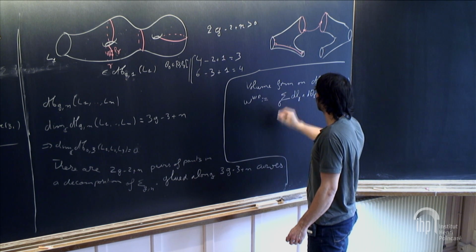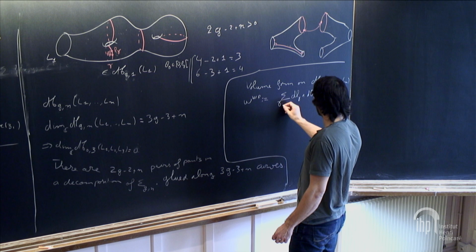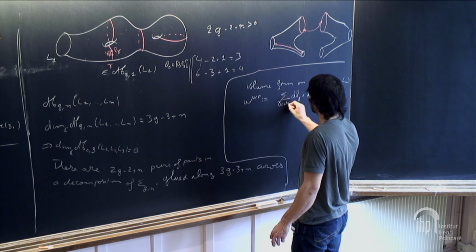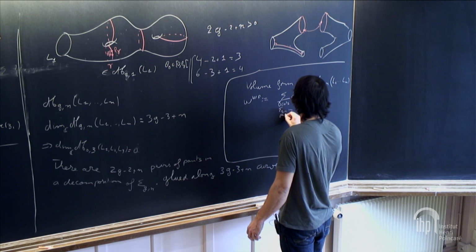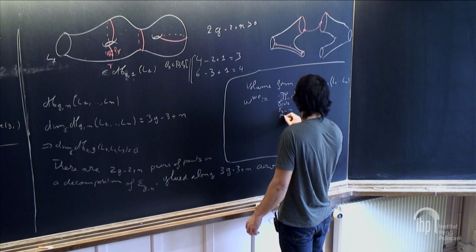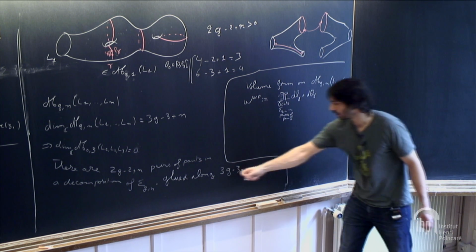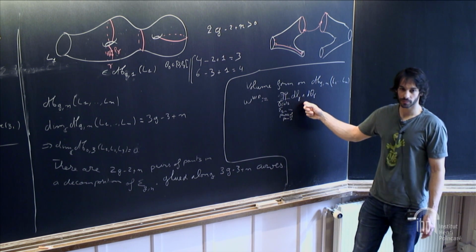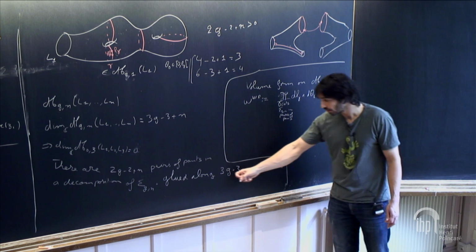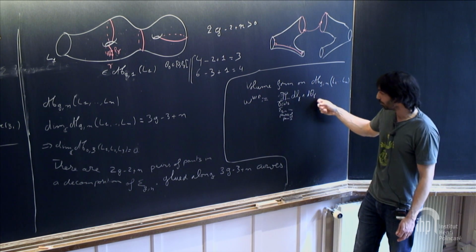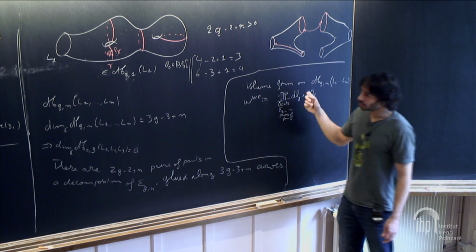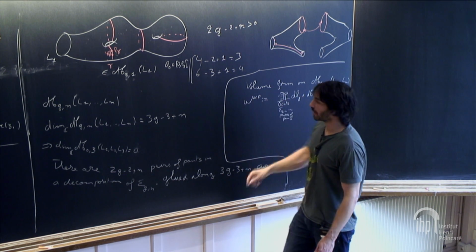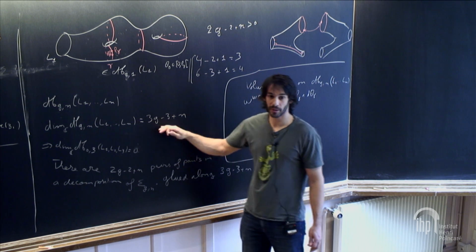And you sum over the gamma which cuts sigma g,n in pairs of pants. Sorry, it's a product. In pairs of pants. So it's a product of 3g minus 3 plus n two-forms, so it's a 6g minus 6 plus 2n form, which is exactly what you need in order to integrate over some space of dimension 3g minus 3 plus n.